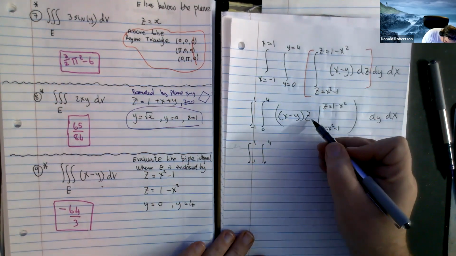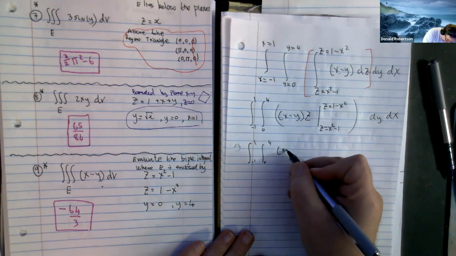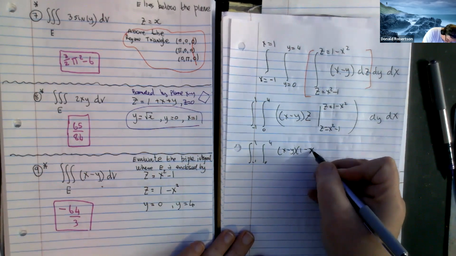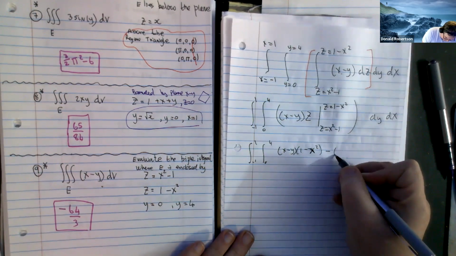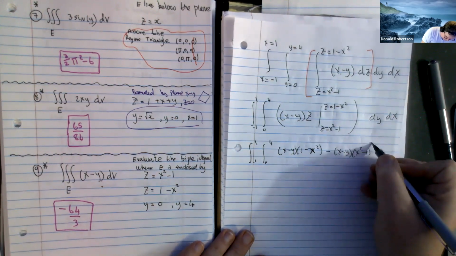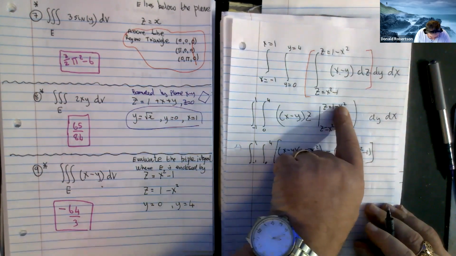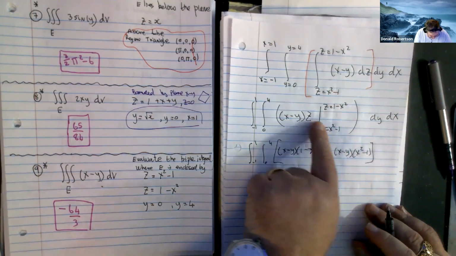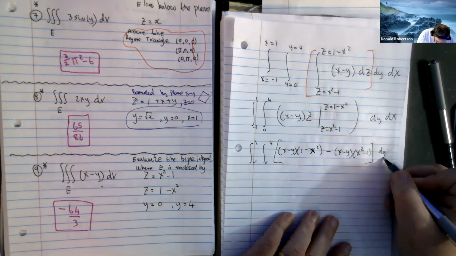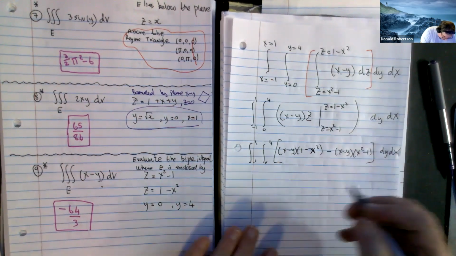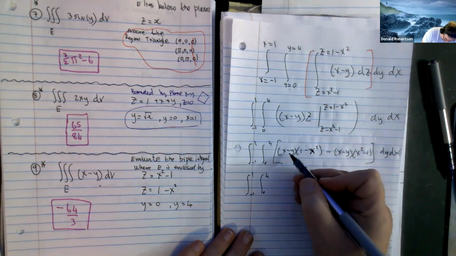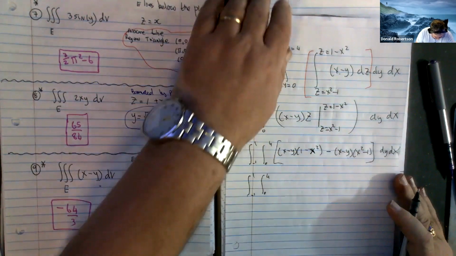If you plug z for this guy, you get x take away y, 1 minus x squared, take away x minus y times x squared minus 1. So I plug z in here to get this, and I plug z in here to get that guy. This guy, take away that guy. And then I would basically FOIL the whole thing out and see what we get.